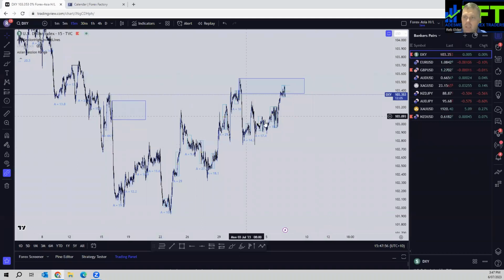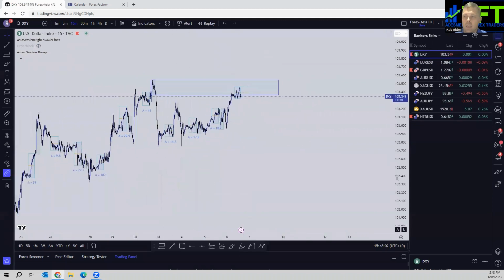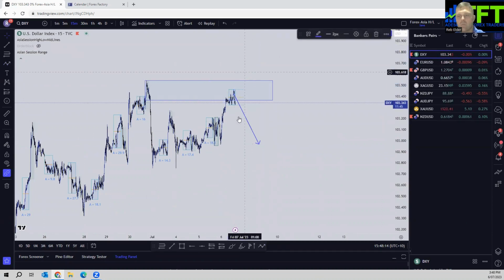So we see here, as we've been expecting all week, this push back up into this area here. So now what we're waiting to see is, are we going to see the rejection from this area, or are we going to continue long and break this area and go long from there? So the story will be told today, I would assume.